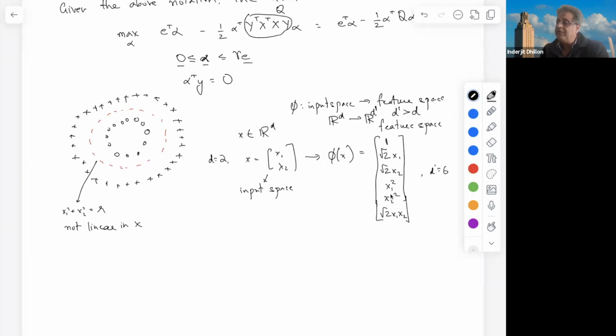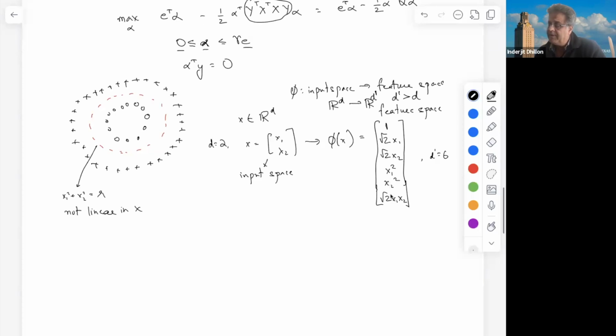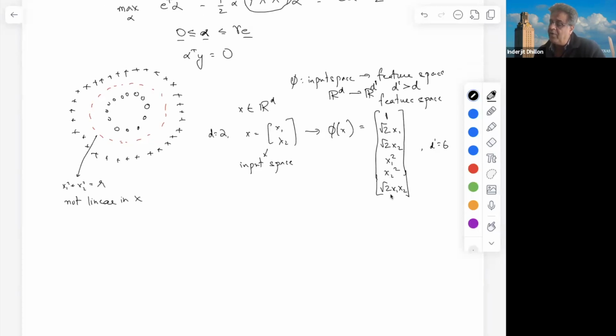And here's the interesting part: if I now look at this separating surface, it is not linear in x, but it is linear in phi of x.